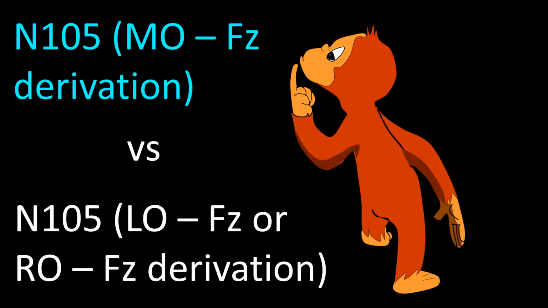So now that we know that the N105 that arises during full field pattern reversal visual evoked potentials from the sagittal frontal region is an independent field, I will tell you about the N105 peak that arises during hemifield pattern reversal visual evoked potentials from the parasagittal occipital region.